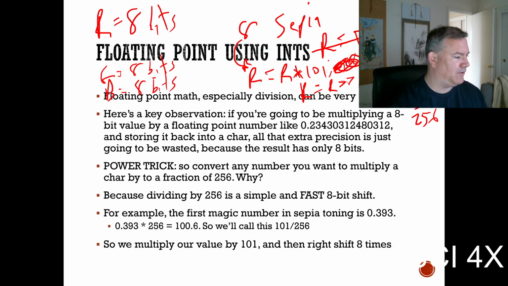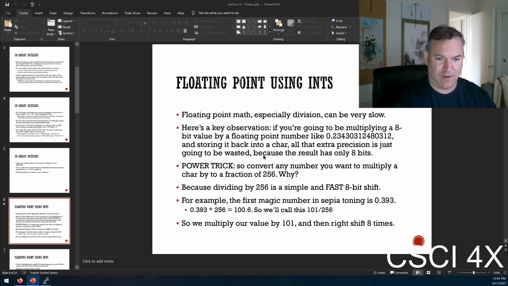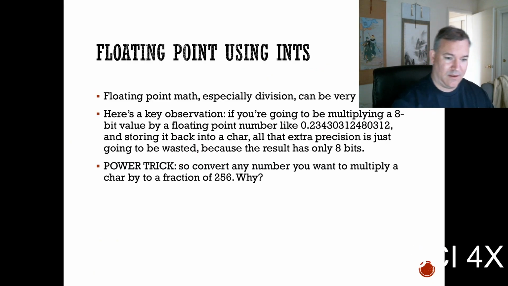Will these numbers be given to us for the filter? Yep, all the magic numbers are given to you. So all you're going to really have to do to do sepia toning is, well, you don't even have to use this trick technically. You could use the VFP, the vector floating processor.